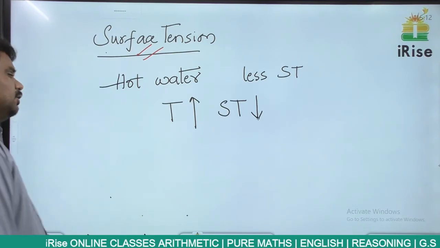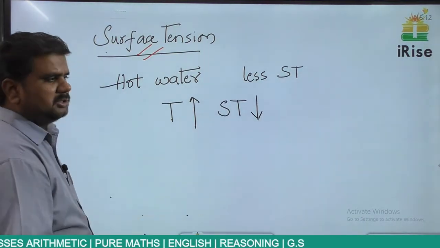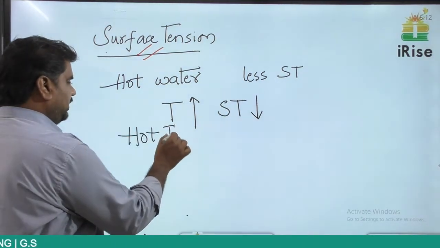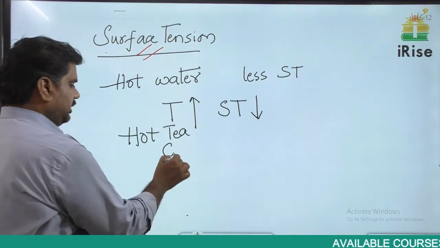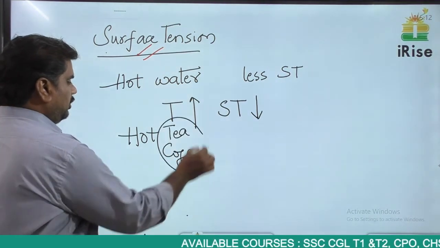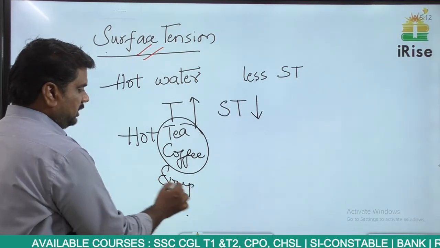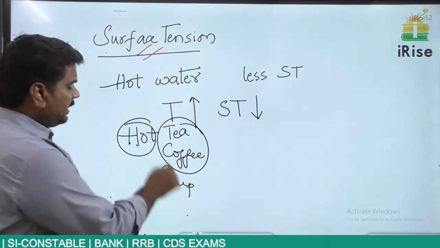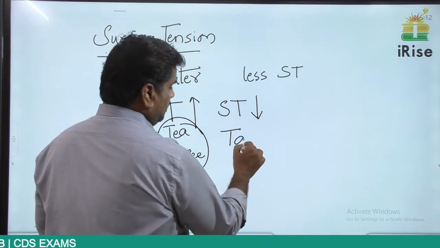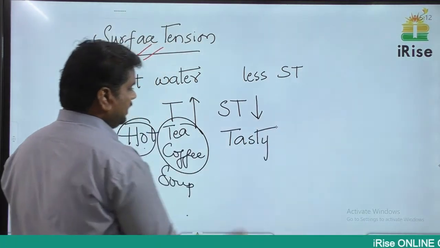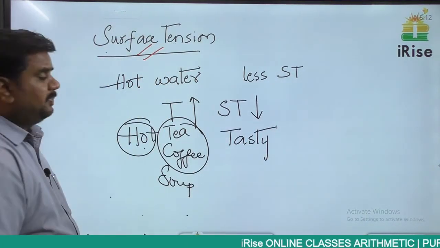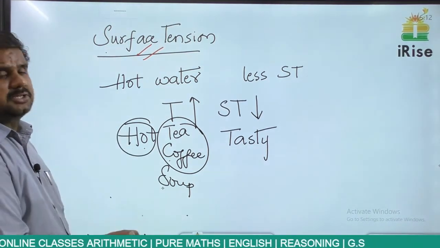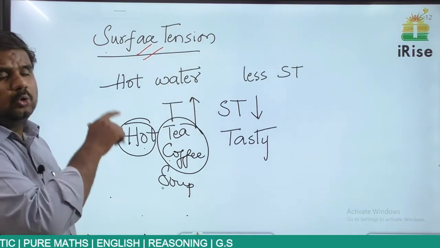At the same time, you might have enjoyed soup, tea or coffee. Tea, coffee, or soup, as long as they are hot, they are tasty. Tea and coffee are very tasty when they are hot because of low surface tension. Tea, coffee and soup are tasty whenever they are hot because of low surface tension.